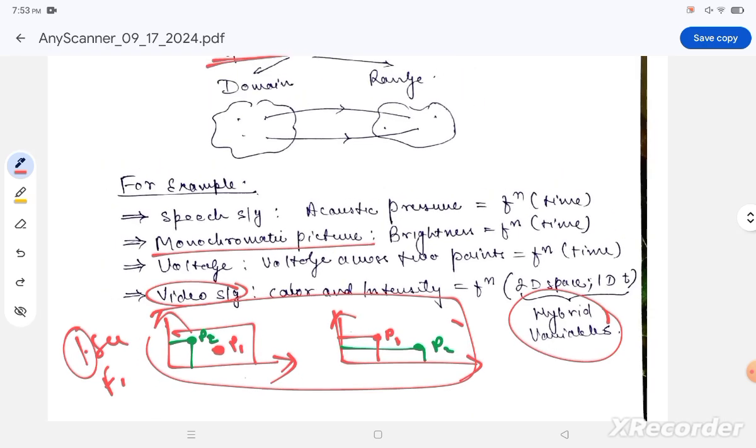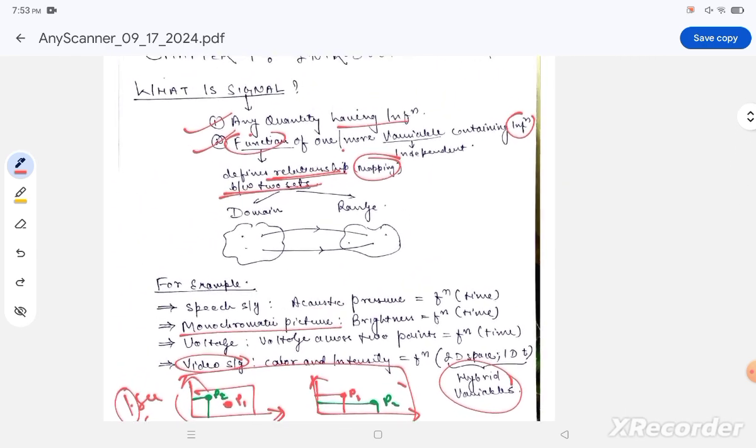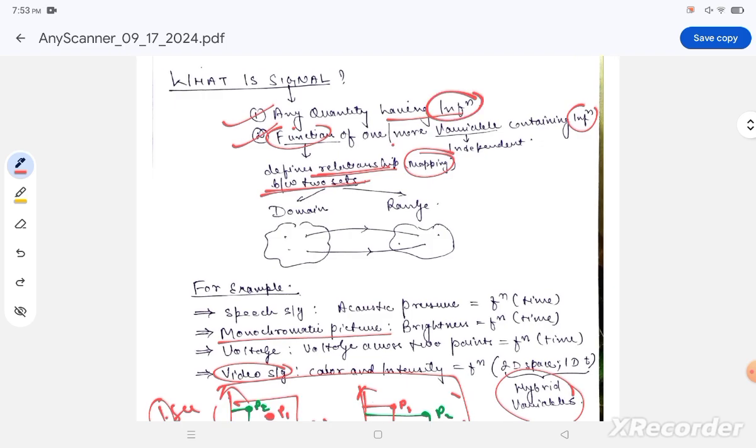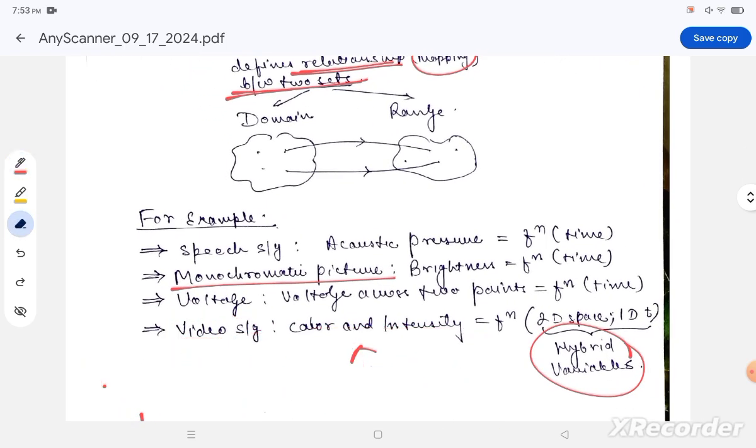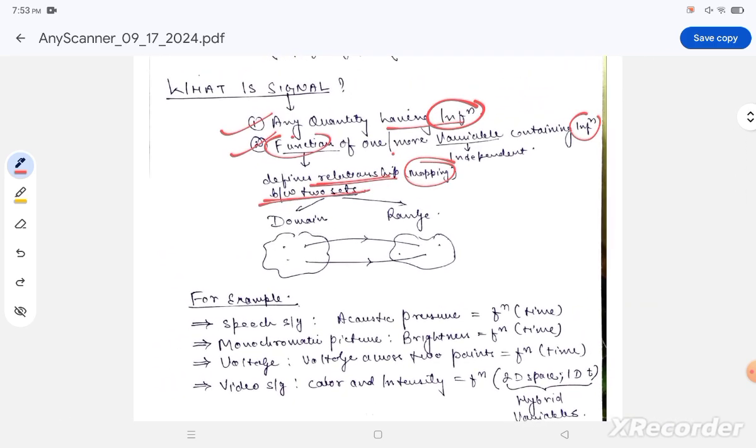So this is what we call a signal. A signal is basically any quantity which has information in the form of speech, brightness, pressure, voltage, color, or you can say intensity. So I am done with what a signal is as a topic. It is just the introduction.